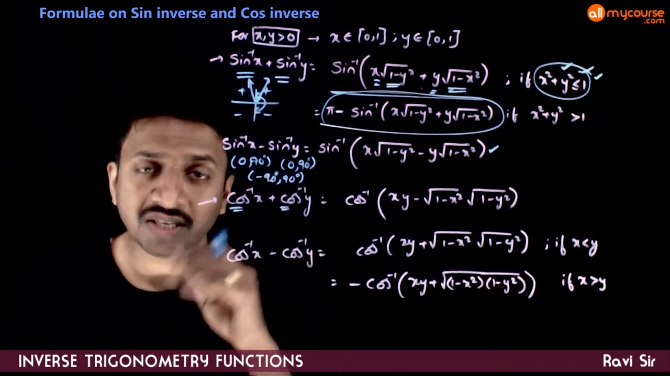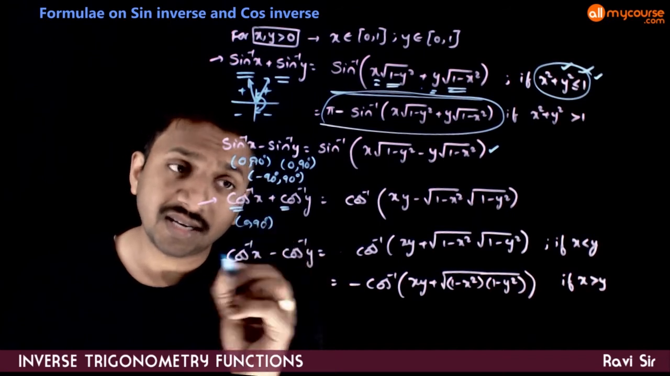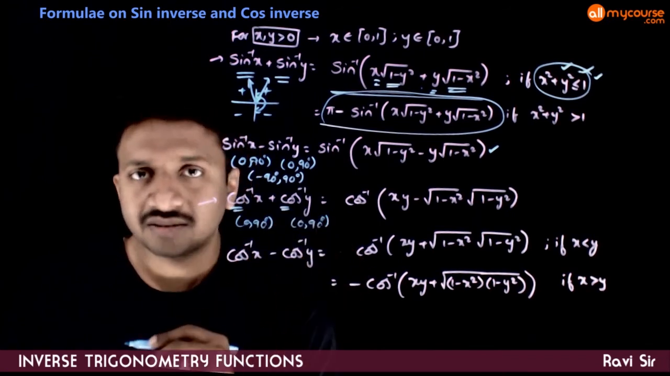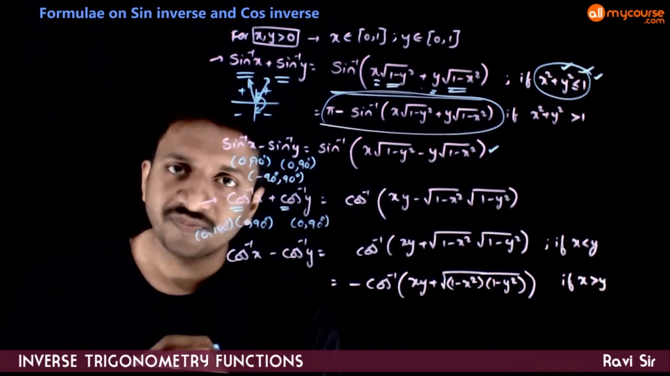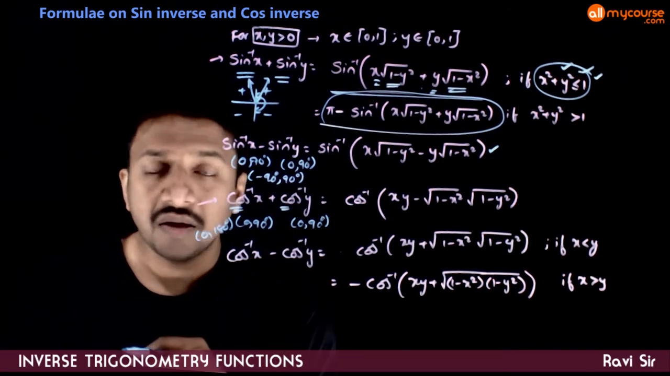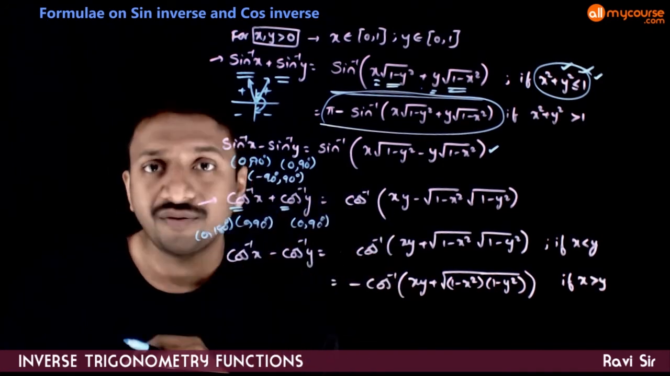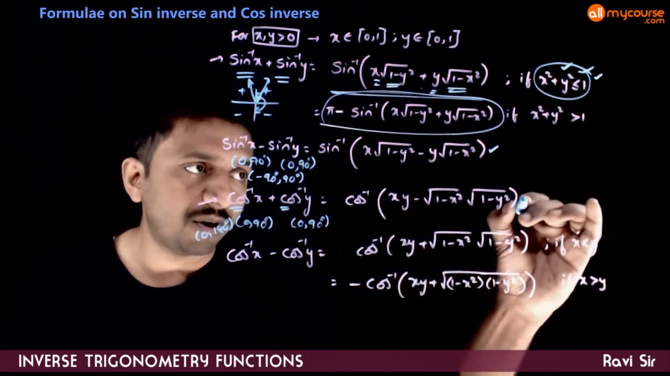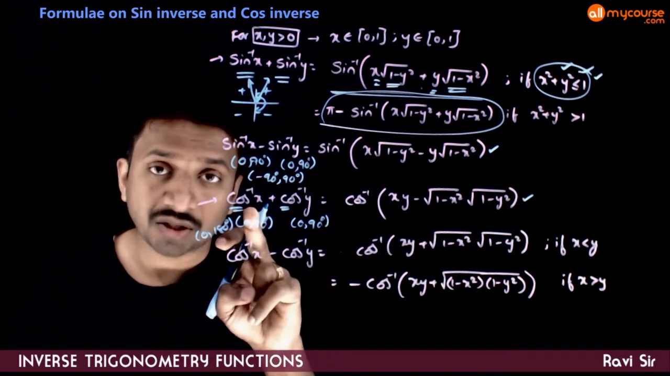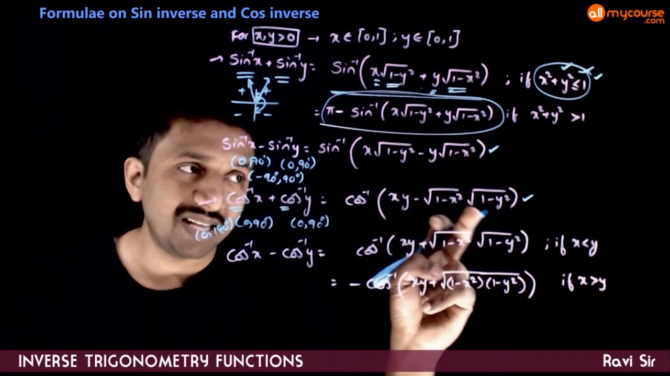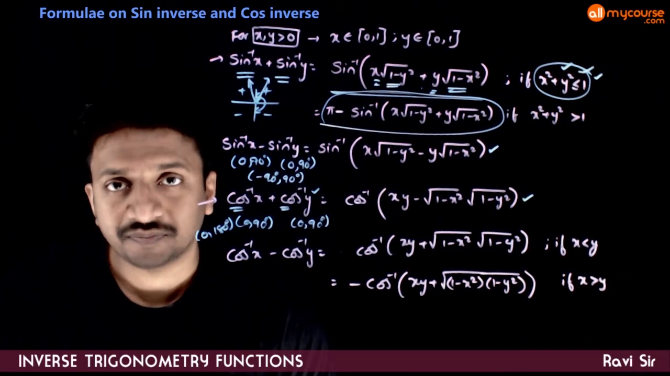Next, if you want cos inverse x plus cos inverse y, if x and y are positive, this angle is in between 0 and 90 degrees. This is also in between 0 and 90 degrees. So where does the sum of these two lie? Between 0 and 180 degrees. And all these angles lie in the range of cos inverse. Hence I can directly use the formula cos inverse of cos A cos B minus sin A sin B. Cos of A plus B is cos A cos B minus sin A sin B. This looks very similar. So I can use the direct formula for cos inverse x plus cos inverse y.